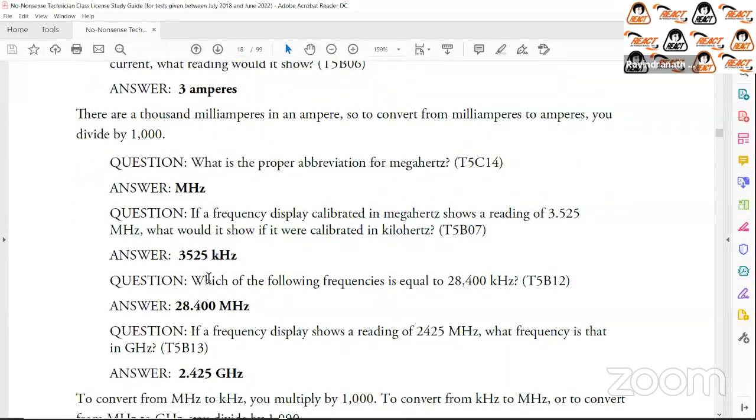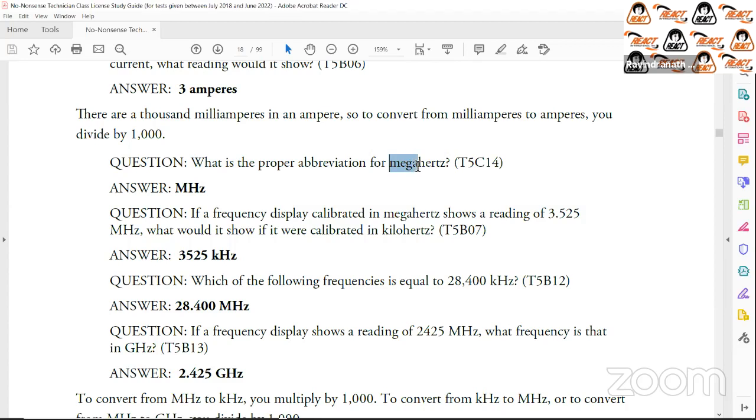Okay, let's move right along. So they're asking us a question. Again, we have not yet dealt with the unit called the hertz, but they're asking us, what is the proper abbreviation for megahertz? So the unit of frequency, the hertz, the symbol is capital H, lowercase z for hertz. But they're asking us what is the proper abbreviation for megahertz.